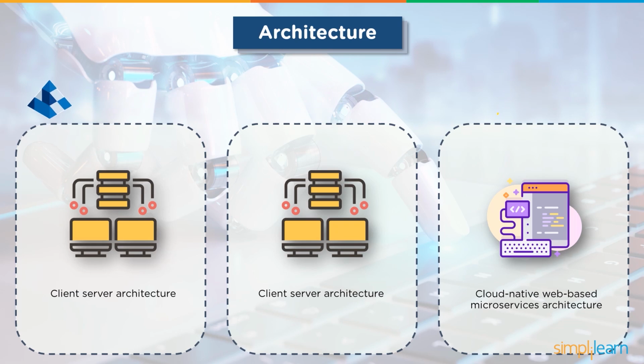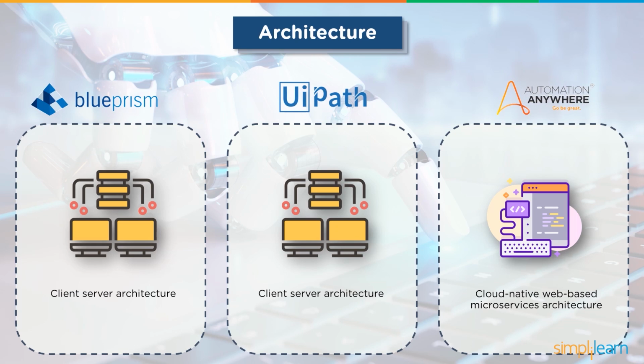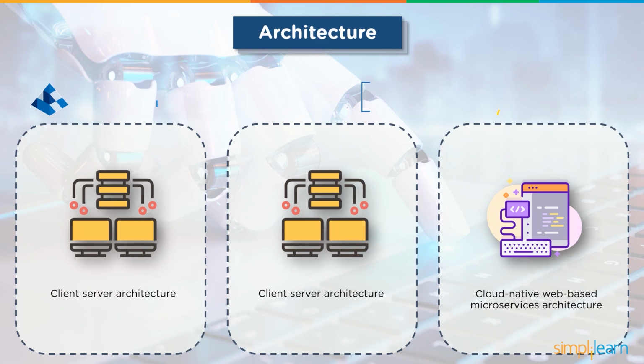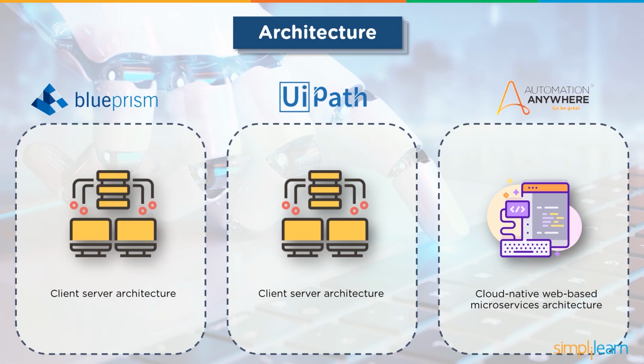Now, Blueprism and UiPath both incorporate a client-server architecture. Automation Anywhere incorporates a cloud-native web-based microservices architecture. It is the only platform that provides a complete digital worker solution on the web. Users with any skill level can instantly start building robots on a browser without any heavy installation.